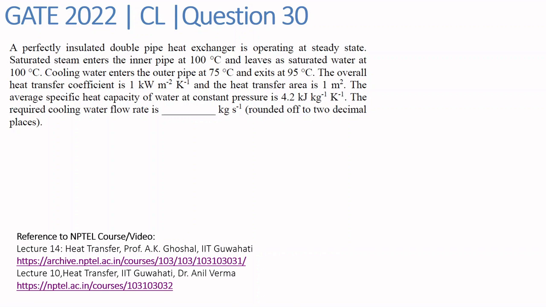So we have to find the cooling water flow rate, and this is a numerical answer type question, and we have to specify the answer rounded off to 2 decimal places. The concept related to this question can be found in these references of NPTEL videos as well as web modules. So we can start solving the question.